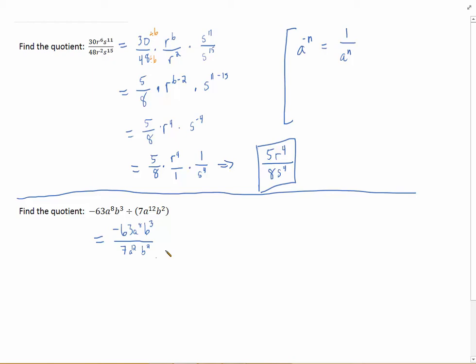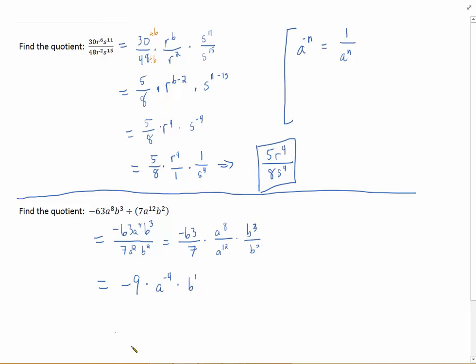And then we can use the same sort of process as in the first exercise. That's negative 63 over 7 times a to the 8th over a to the 12th times b to the 3rd over b to the 2nd. And we can simplify each of these fractions. Negative 63 divided by 7, well, that's just negative 9. So I have negative 9, a to the, and we have 8 subtract 12, that's a to the negative 4th. And I have b to the 3 minus 2, that's b to the 1st.